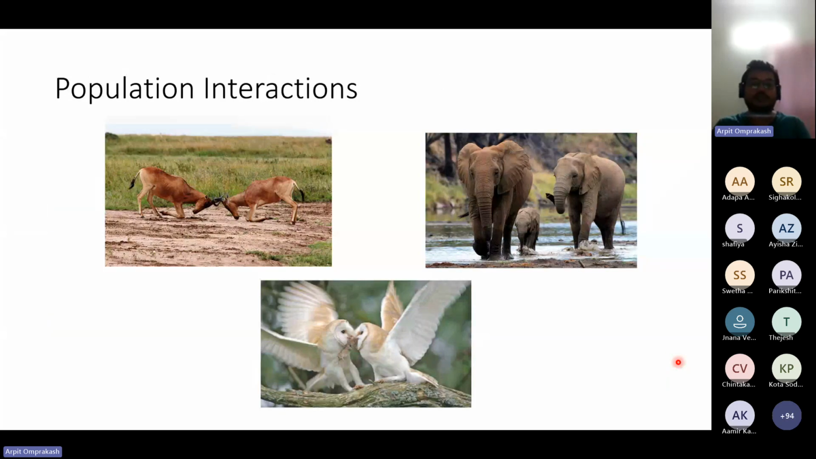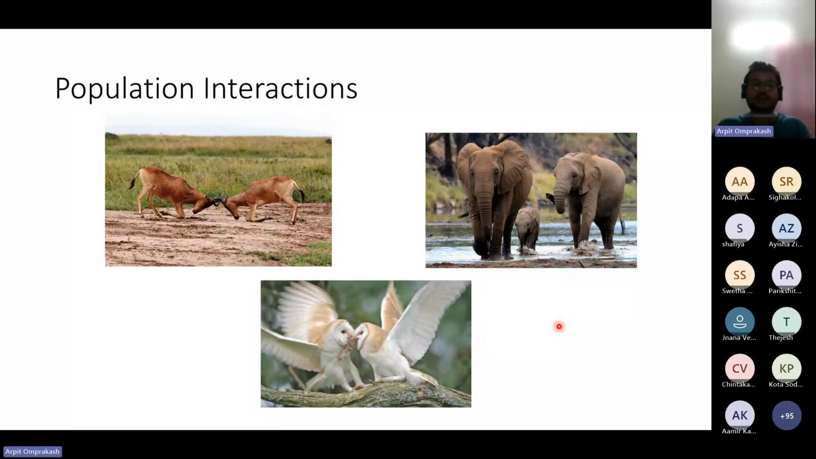For example, it might be competition, such as these two owls competing for a piece of food, or it might be competition not related to food. For example, here these two male wildebeest are fighting, probably for female attention. It can also be cooperative, such as these herds of elephants living together and helping each other in different things. The study of these different interactions in a population is termed population interactions, and that is one of the aspects of ecology.